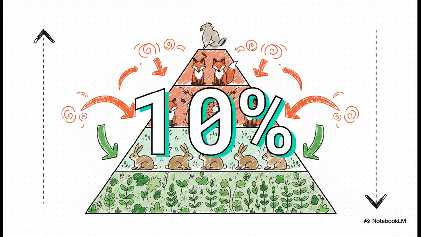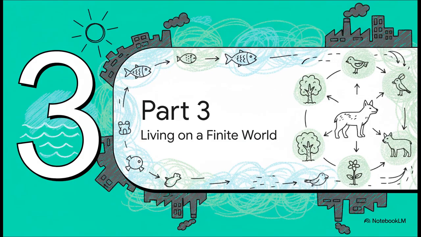Now, this brings us to what is arguably the most important rule in nature's entire playbook, the 10% rule. Get this, only about 10% of the energy from one level actually makes it to the next level up. The other 90% gets used by the organism just to live its life, or it's lost as heat. This one simple rule explains so much, like why there are always way more plants than herbivores and way more herbivores than predators. There's just not enough energy to go around to support massive populations at the top of the food chain.